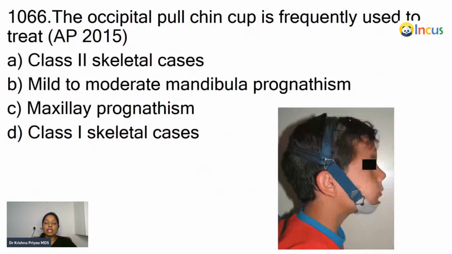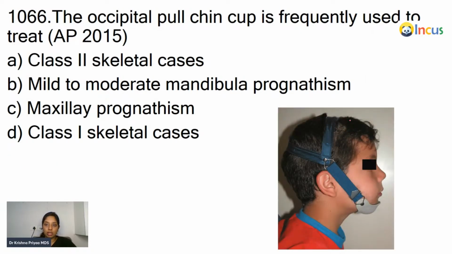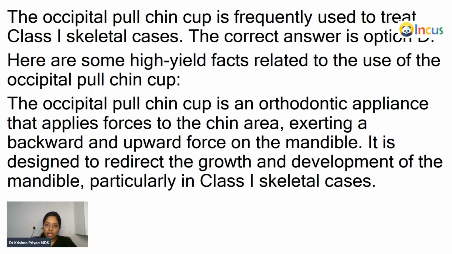Occipital pull chin cup is frequently used to treat class 2 skeletal cases, mild to moderate mandibular prognathism, maxillary prognathism, or class 1 skeletal cases. So occipital pull is there and chin cup is also there. The occipital chin cup is an orthodontic appliance which applies force to the chin area, exerting a backward and then upward force on the mandible. So it is actually redirecting the growth and development of the mandible. Whenever chin cup is associated, it is concentrating only on the mandible.